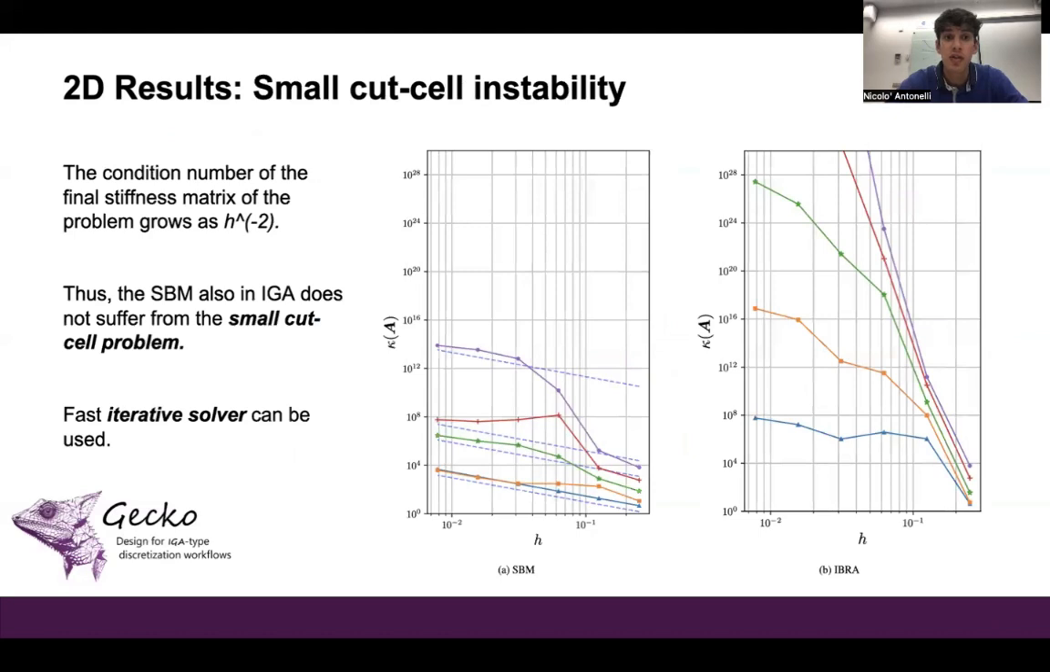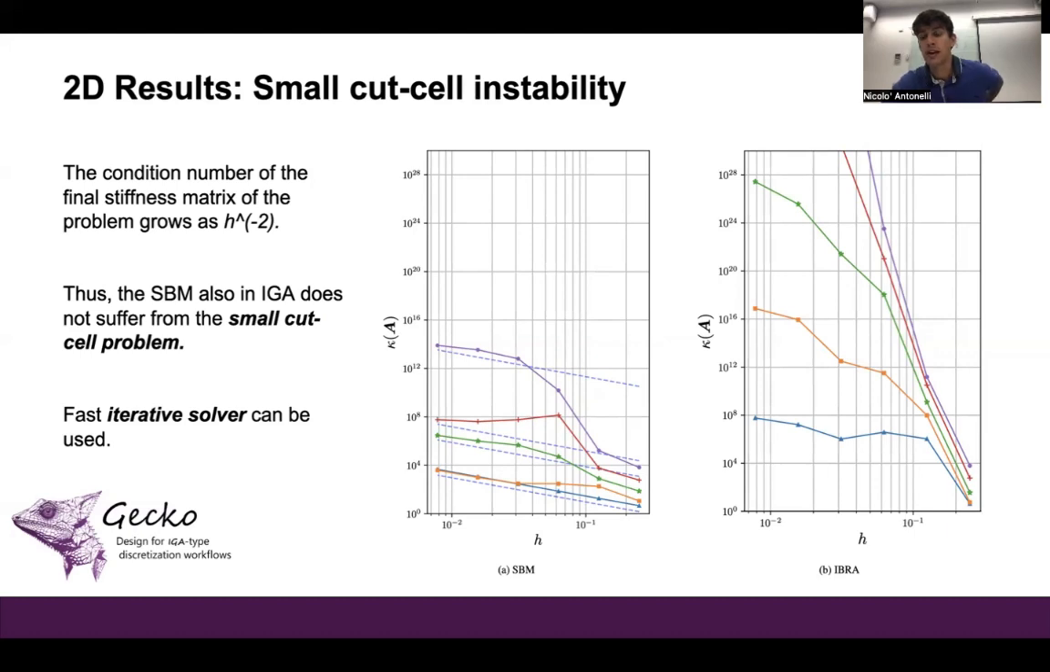An important feature of the SBM is that it does not suffer from the so-called small cut cell problem, which is a common problem for CAD-FEM-like approaches. So, embedded methods that try to integrate the cut cells might integrate arbitrarily small contributions, and this might lead to almost zero rows in the linear system, and therefore huge condition numbers, and so fast iterative solvers cannot be used.